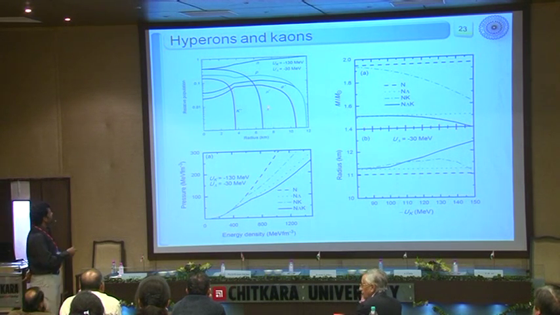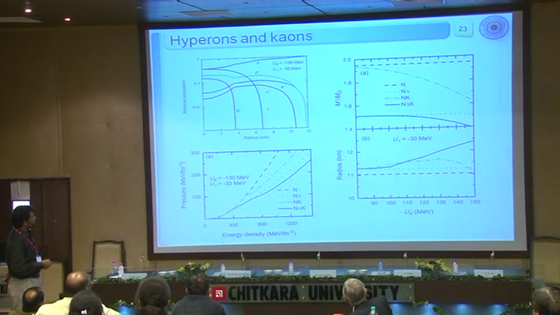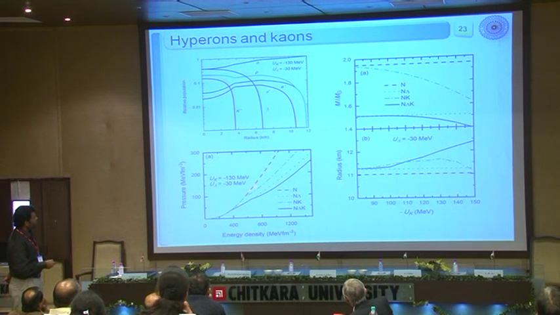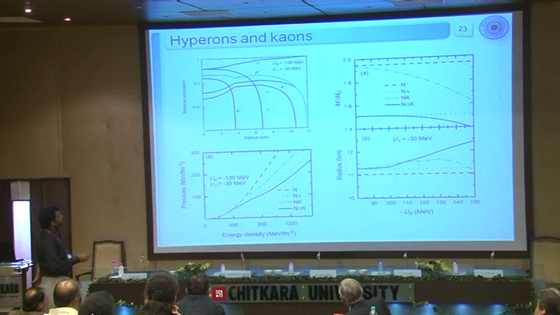Similarly, one can introduce the lambda hyperon also, which comes actually ahead of K minus. So lambda hyperon also can change the equation of state significantly. This is the equation of state without lambda, or it's for a pure nucleon phase. This is how it changes when you introduce kaons, and this is how it changes when you introduce lambda as well. So we can see that the introduction of lambda brings down the mass significantly, and the radius is slightly increased.